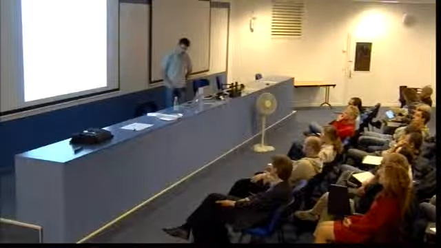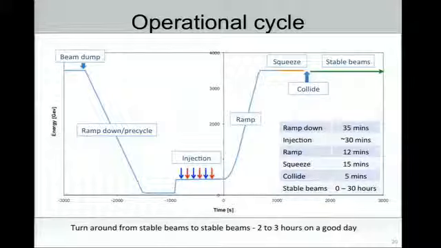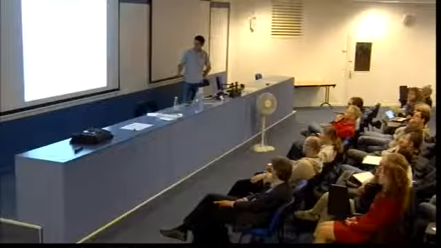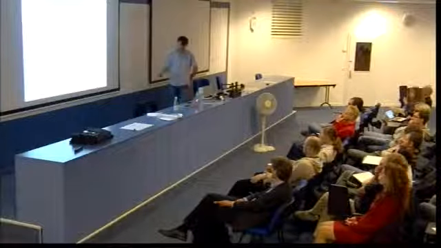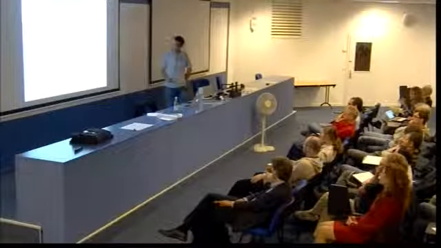Okay, we come to the operational cycle, which is the real bread and butter of our operational existence. Beam dump, we ramp all the magnets down. I'll come back to that in a minute. We inject the beam. This takes about 30 minutes on a good day. The ramp takes about 12 minutes. Go through the squeeze, 15 minutes. We collide, which takes about 5 minutes, and then we sit in stable beams, delivering luminosity for between 0 and 30 hours. And we can go from here to here in between 2 and 3 hours on a good day. So this is what we define as turnaround.